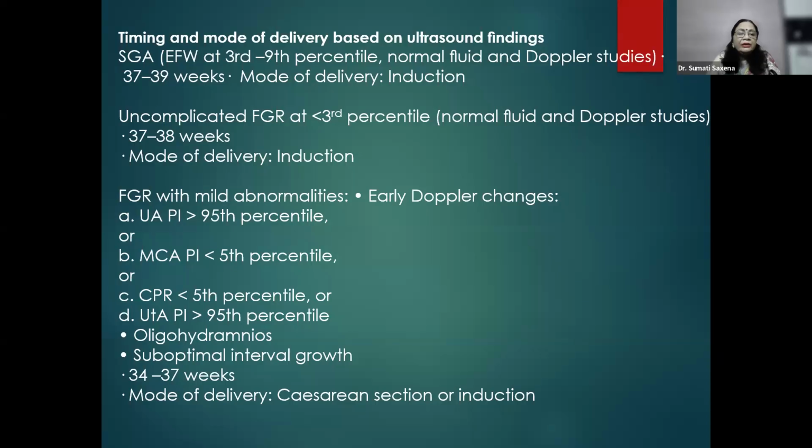But when there is FGR with mild abnormalities like early Doppler changes, uterine artery PI more than 95th centile, MCA less than 5th centile, or CPR less than 5th, and associated with oligohydramnios or suboptimal interval growth, then you can prolong pregnancy up to 34 to 37 weeks, and the mode of delivery is most likely cesarean section, or induction if there is no maternal condition, with very careful vigilance.